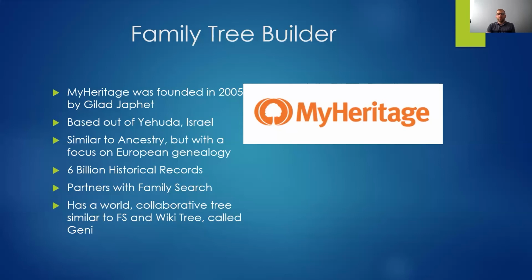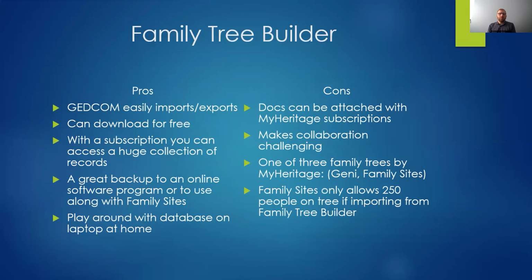What are the pros of MyHeritage? Well, just like with all these other programs, the GEDCOM is easy to import and export. With Family Tree Builder, you can download it for free. And if you get a subscription to MyHeritage, it's very similar to Ancestry, where you can build up a family tree and you can have a lot of documents to sync up. Family Tree Builder itself is a very good backup, and you can use it along with Family Sites if you go the subscription route.